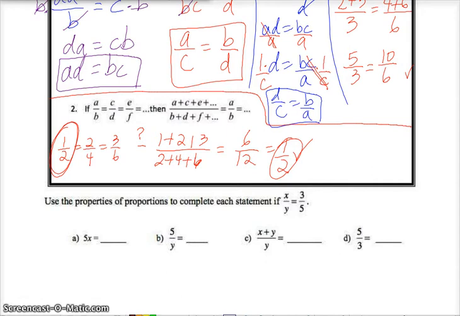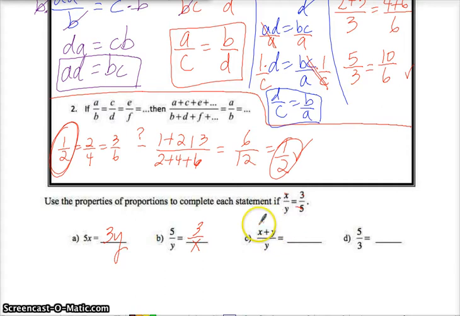Okay, so how do we use properties of proportions? Well, here we go. Use the properties of proportions to complete each statement if x is to y as 3 is to 5. So x divided by y equals 3 divided by 5. So using the properties of proportions, number 1, it says, well then 5x equals what? Well, quick cross multiplication, 5x will equal 3y. Okay, now what did we do here? We switched this to make it 5 over y. So 5 is to y, then we're going to have 3 in my numerator and x in my denominator. So 5 is to y as 3 is to x.